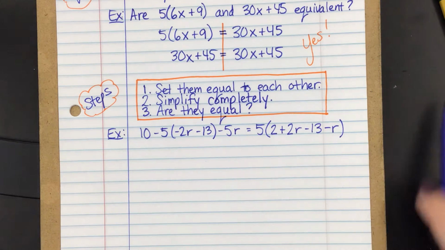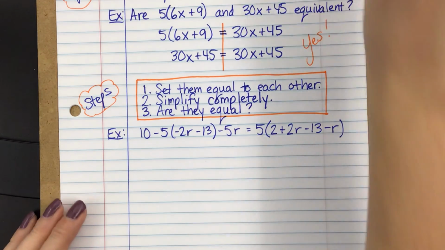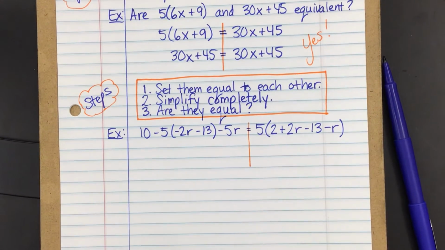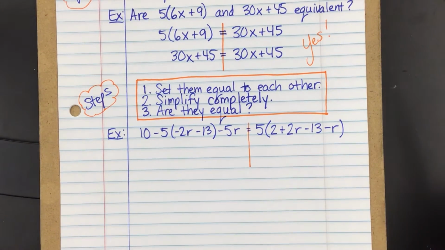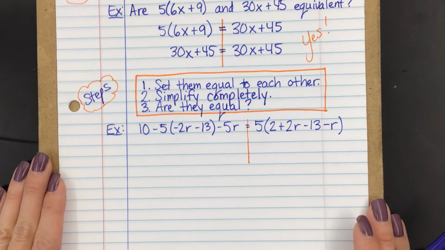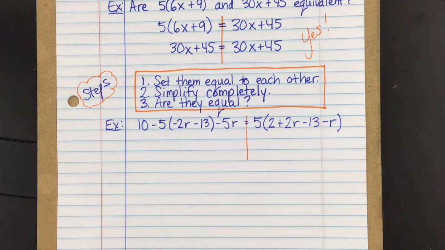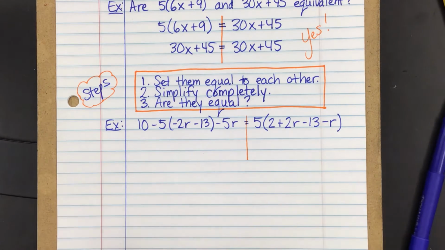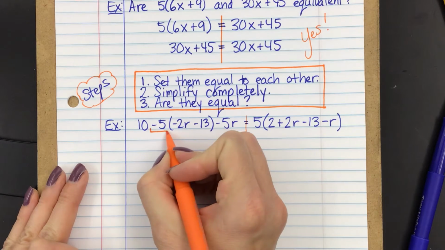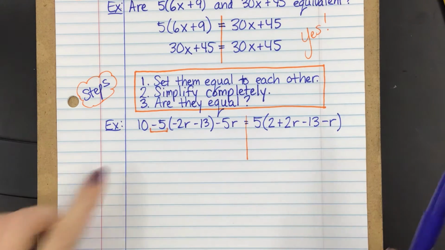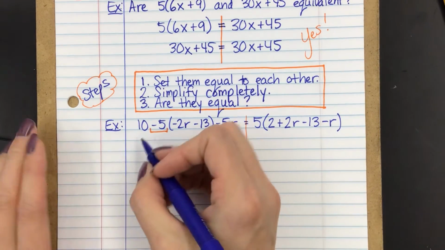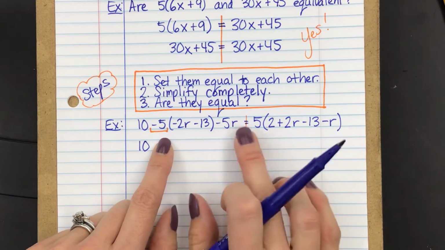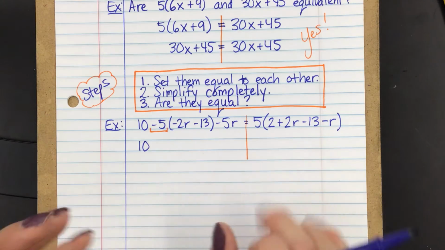Okay, I'm going to put my line here just to keep it separated. Now we're going to distribute wherever we can and then see if those two expressions are equivalent. So when I distribute here, I want to make sure that I'm distributing the whole thing, -5. And I'm going to ignore the 10 for right now. I'm just going to bring it down because it is not a part of my distribution. Also, -5r is not a part of it.